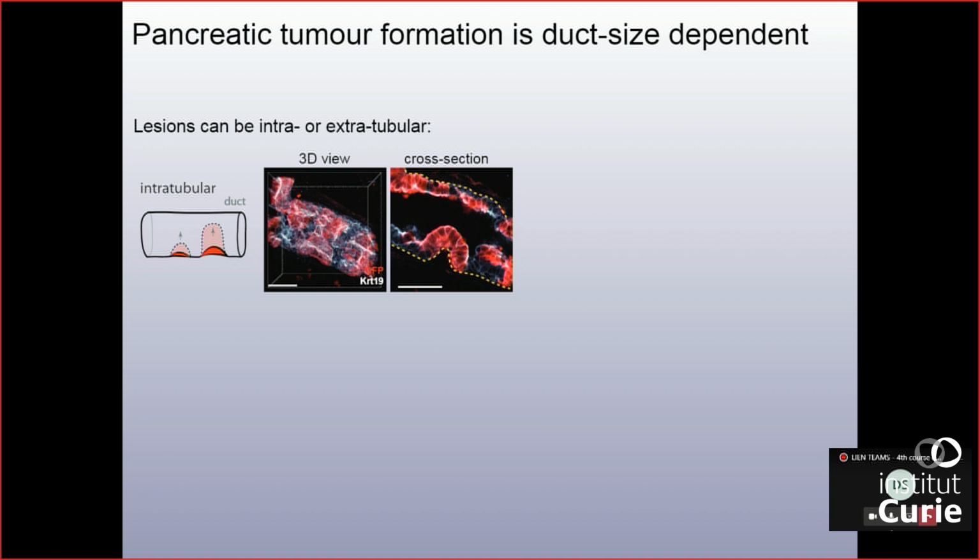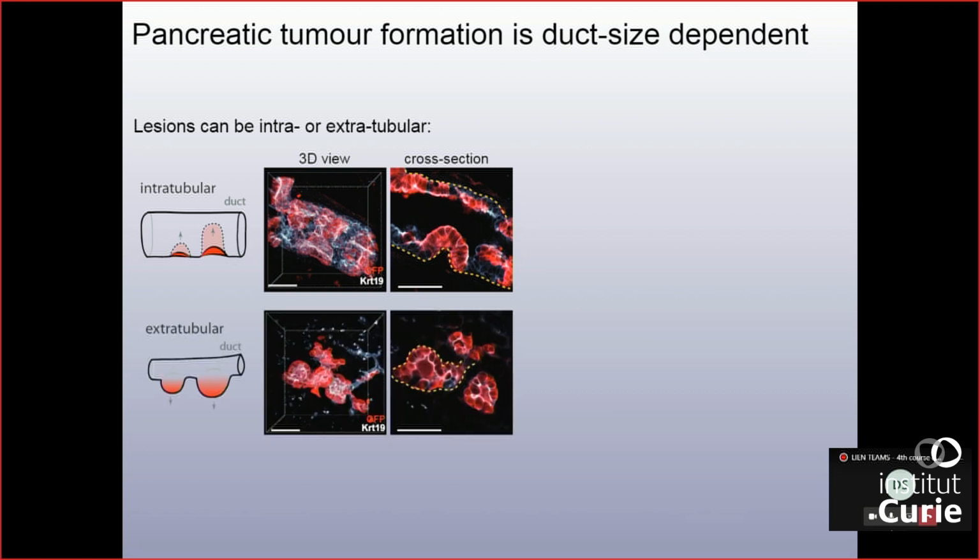Okay, and then if one looks at these tumors in more detail, one can see that they have different shapes. In some cases, like is shown here, this is a 3D view, this is a cross-section. In some cases, they grow to the inside of the tube. In some other cases, the yellow outline here indicates the boundary of the tube, they grow to the outside, so they locally enlarge the size of the tube. Okay, so different shapes. Sometimes they grow to the outside, sometimes they grow to the inside.